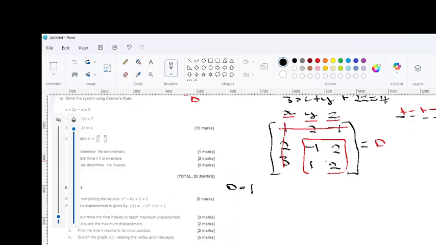Okay, so now let's find the determinant. The determinant, we said that we find by multiplying the product in the major diagonal minus the product in the minor diagonal. So this is what we are going to do.